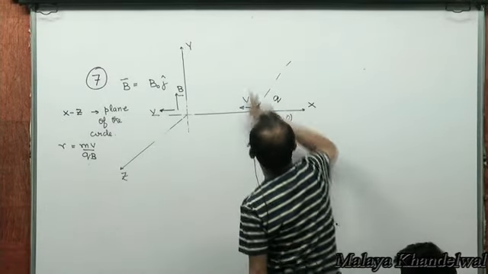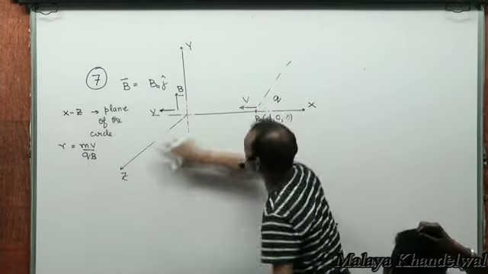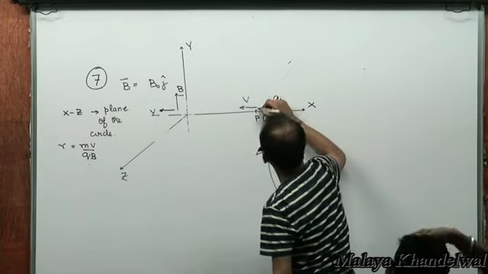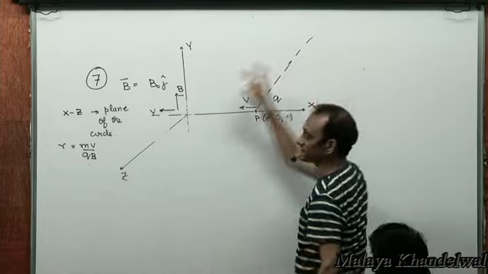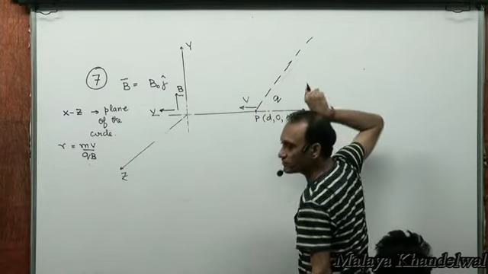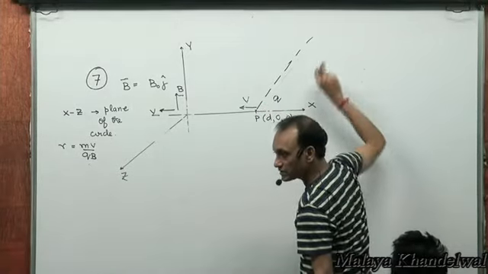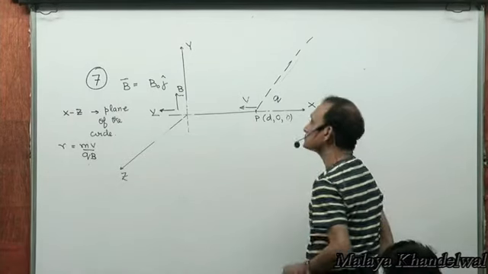This is V. B is like this. So this line is parallel to the z direction. This is my negative z direction. So V cross B would go in the negative z direction.